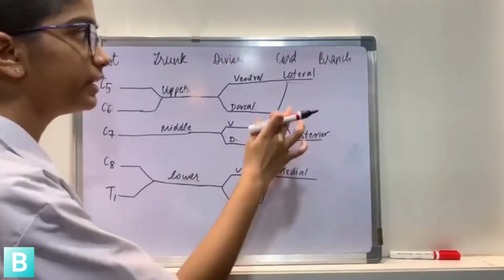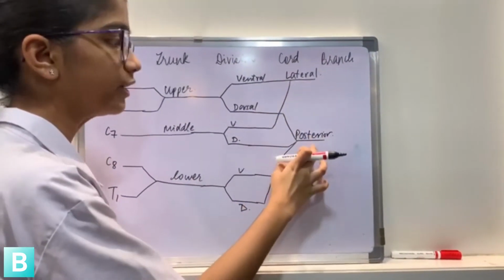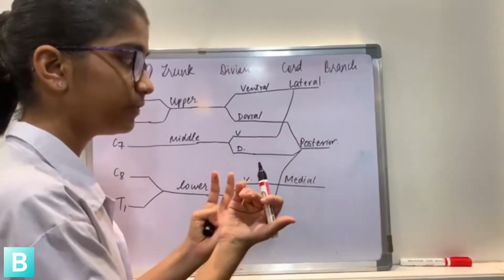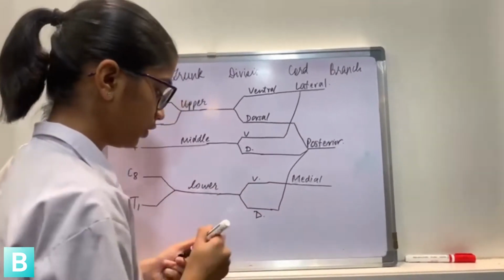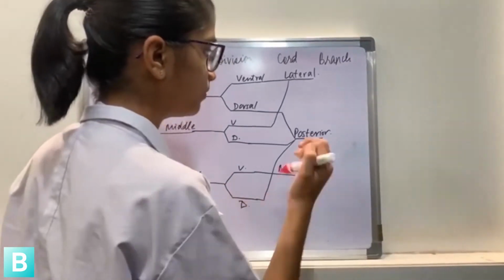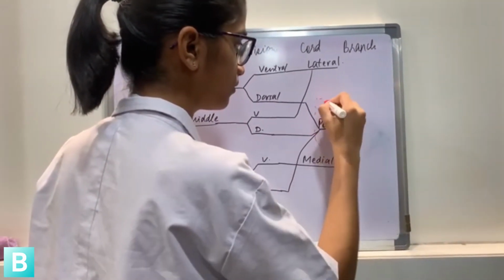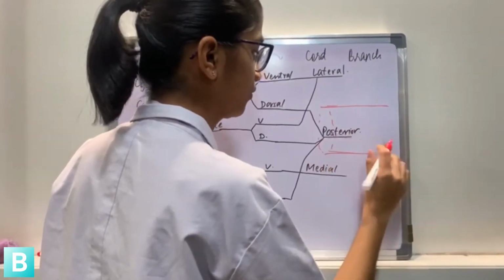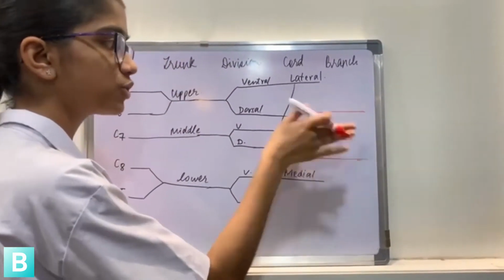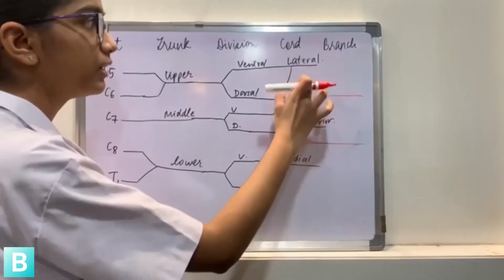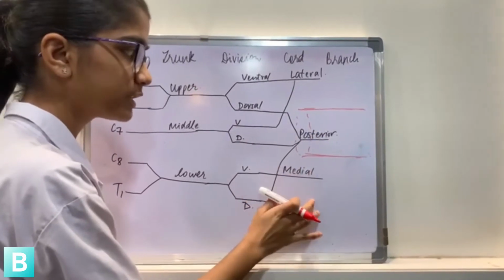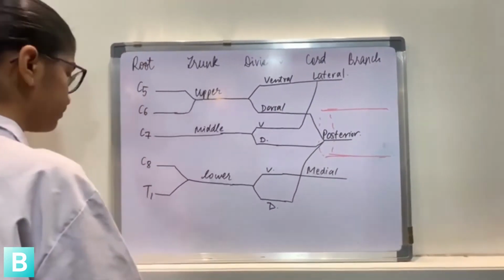Now you would wonder why these cords are named lateral, medial and posterior. This is in relation to their position with the axillary artery. Now if you have the axillary artery here, the posterior cord is present posterior to the axillary artery, the lateral cord is present lateral to the axillary artery, and the medial cord is present medial to the axillary artery.